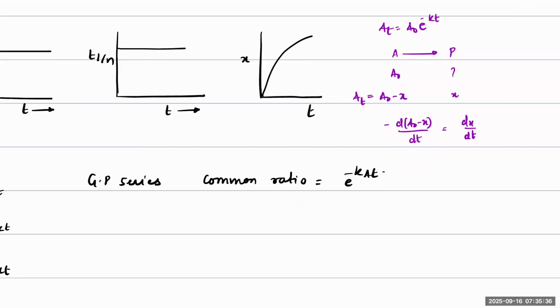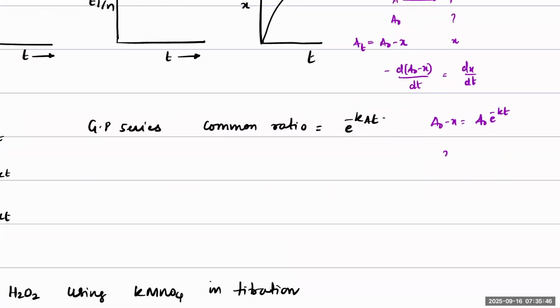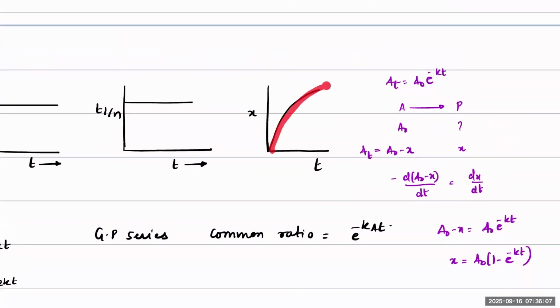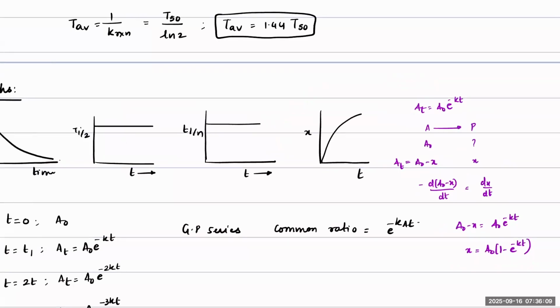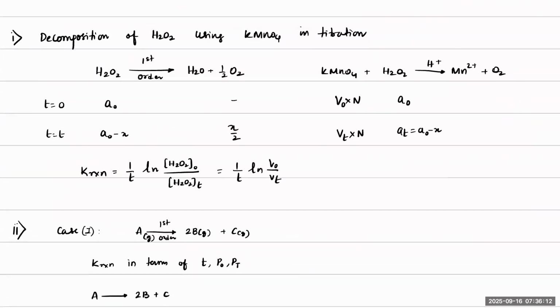So this is what you will get, because from here I can write A_t as A naught minus x, which is equal to A naught e raised to the power of minus kt. Now if I write x, x will be equal to A naught into 1 minus e raised to the power of minus kt. Correct? And this is the graph of x versus t. Now e to the minus kt is exponentially decreasing over time, but 1 minus this smaller value should increase. Correct? So the increasing curve would usually go this way. Understood?